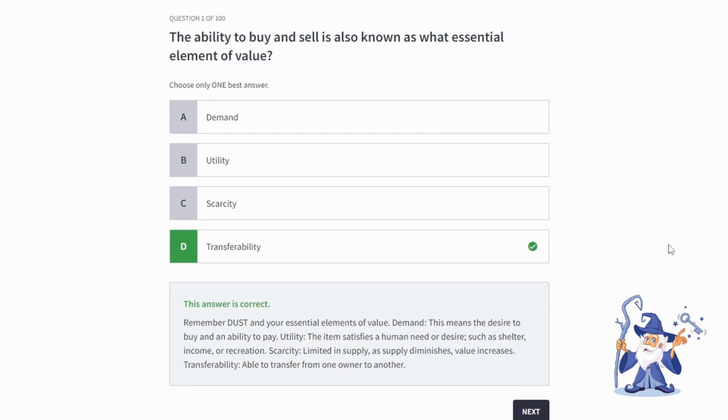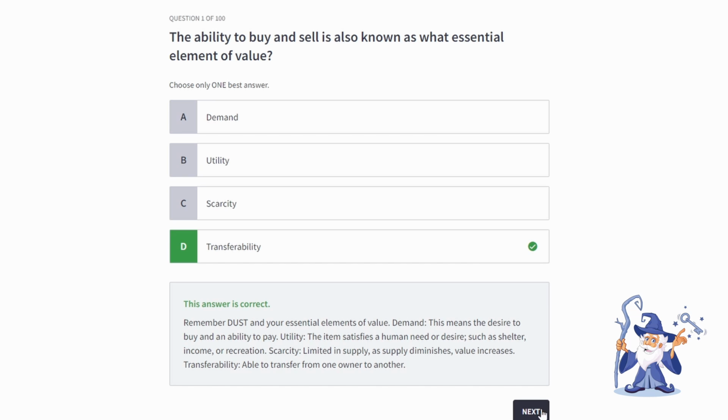Remember DUST and your essential elements of value. DUST is an acronym that stands for demand, utility, scarcity, and then transferability. And obviously each one of those things mean different things, which we'll get into a little bit later. But again, you need to know your essential elements of value for the real estate exam. And of course, the one that refers to buying and selling is obviously transferability.